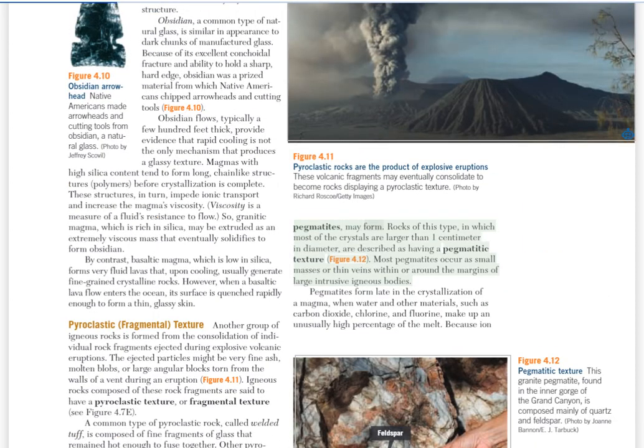Pegmatites may form rocks of this type, in which most of the crystals are larger than 1 centimeter in diameter, are described as having a pegmatitic texture. Most pegmatites occur as small masses or thin veins within or around the margins of large intrusive igneous bodies.